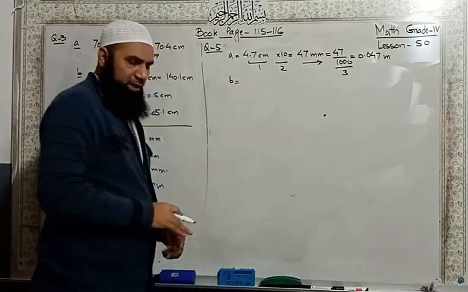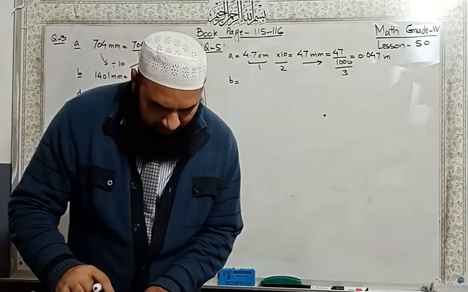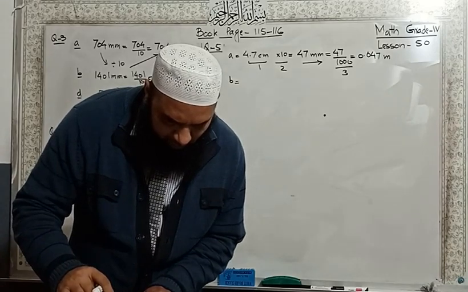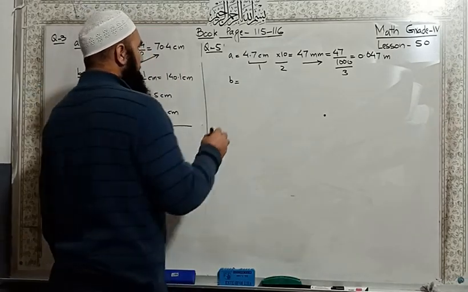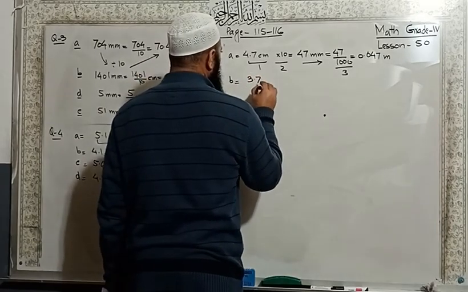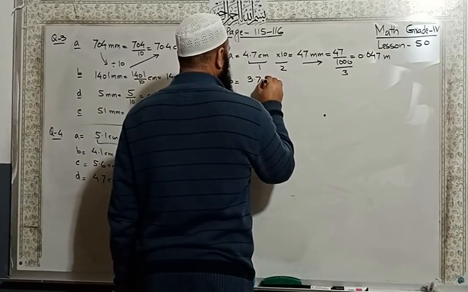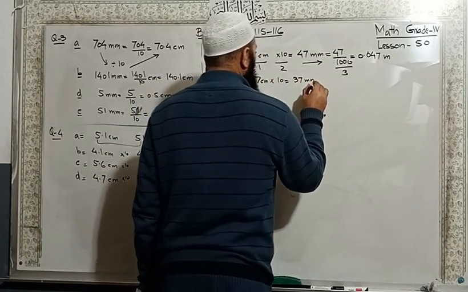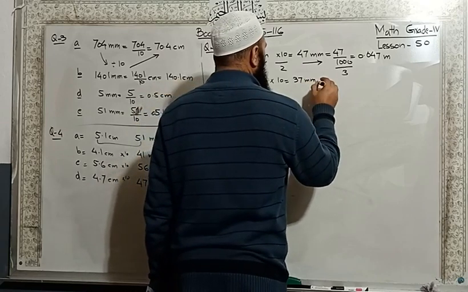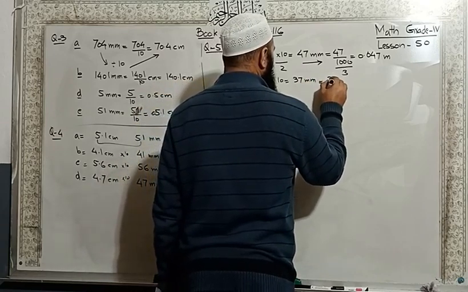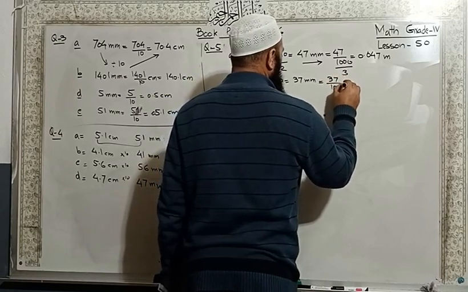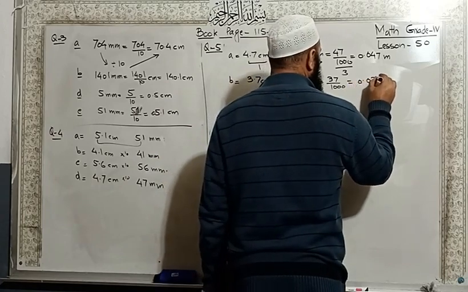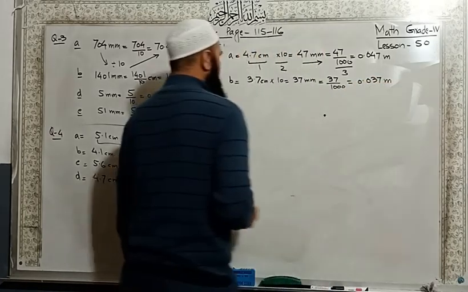Similarly, see question number B. Measure the length of the line. This is about 3.7. Multiply this by 10, so we get 37 millimeters. Now divide by 1000, 37 over 1000 will give us 0.037 meters.